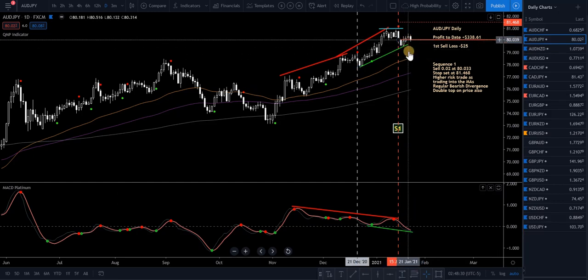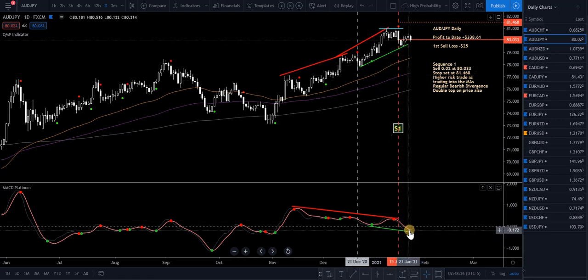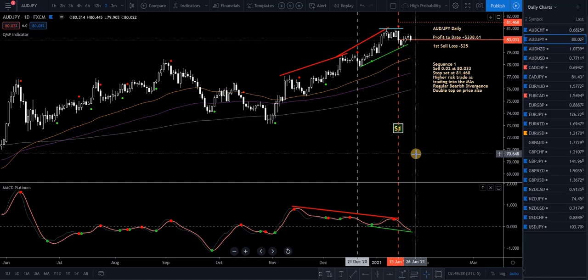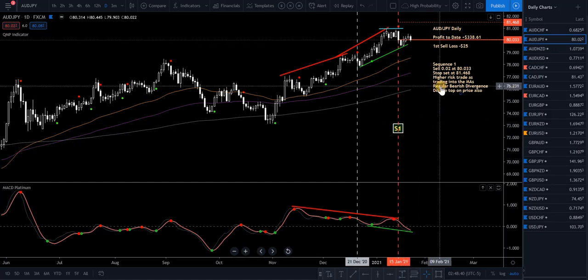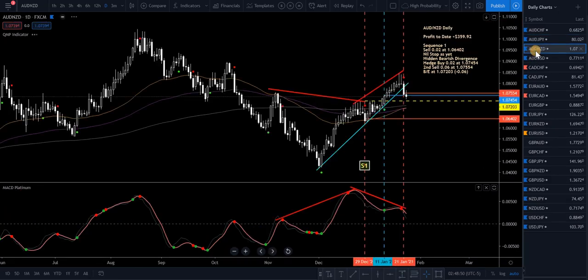Ideally, I'd want to see this come down to the MAs. So that's what I'm looking for. I just have to be careful now because with the MACD Platinum being through the 0 level, that's one of my trade management tools that I'm sort of lost now. But we're looking okay at the moment on the Aus yen. Again, you can see my profit to date on this pair based on 20 cents a pip. Not too bad. Since Aussie New Zealand.